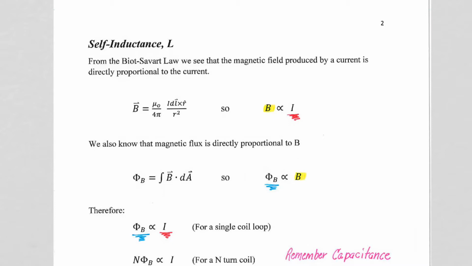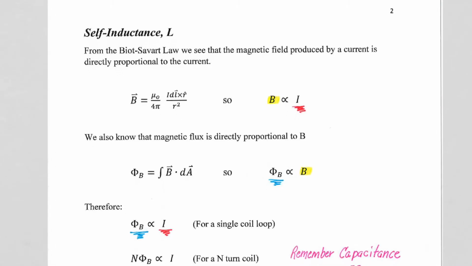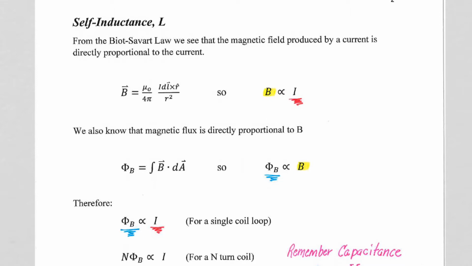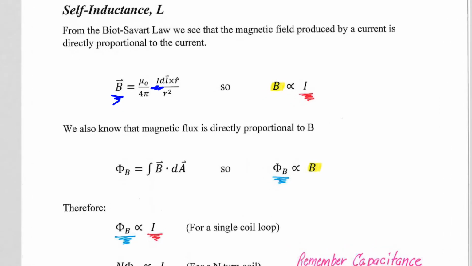So let's get started. The first thing we need to understand is that the magnetic field, B, is going to be directly proportional to the current I for any differential current element that exists anywhere. So if the current is doubled, the B field that current produces at a point in space is doubled, based on the Biot-Savart law. So we have what I am going to refer to as equation 1. B is proportional to I.